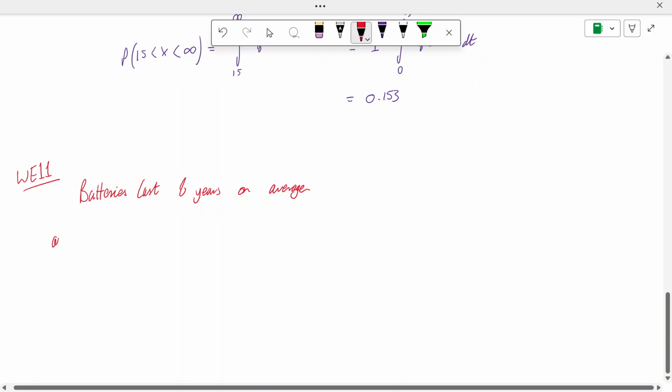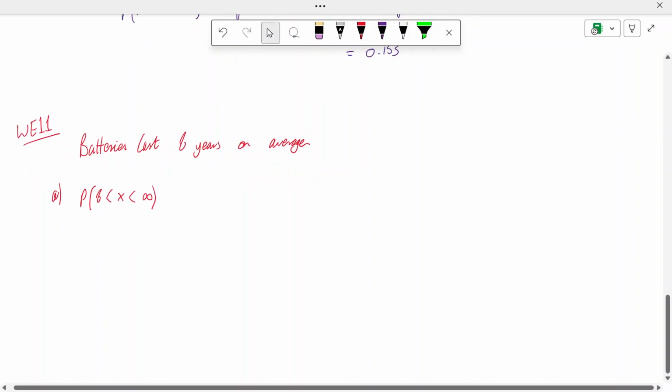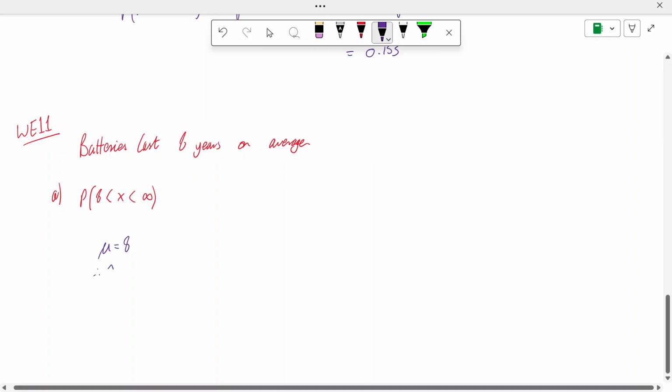I'm first of all being asked to determine the probability that the battery will last longer than 8 years. So the probability that x is between 8 and infinity. That's the first thing I'm being asked. In order to do this, I'm first going to need to determine my function. I can see fairly clearly that my average is equal to 8. That means that lambda is going to be equal to 1 on 8. And so now I've got my function.